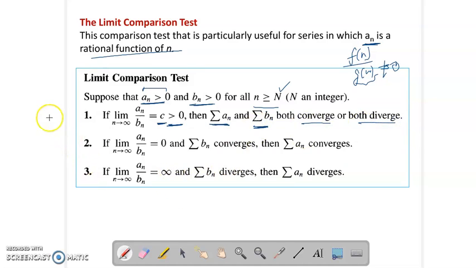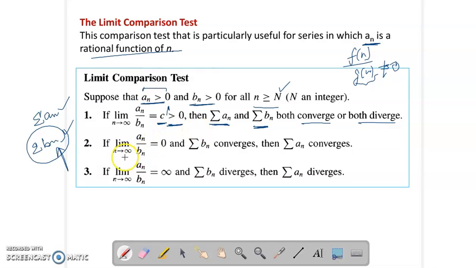So if you want to see the behavior of the series summation an, we will think of another series summation bn. We'll check the limit of an by bn. If this is a number c, suppose 1, greater than 0, then these two will behave the same way. If the bn you have chosen is a convergent series, then an will also be convergent. If it is a divergent series, then an will also be divergent. This is the first part of the limit comparison test.